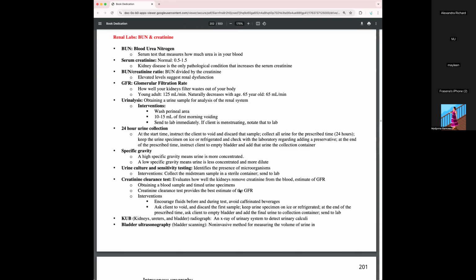Then you have creatinine. A normal creatinine is 0.5 to 1.5. It is important to know that BUN and creatinine are the most common labs used to assess kidney function. So when you want to quickly see how the kidneys are doing, usually the healthcare provider will order a BUN and creatinine. I want you to know that creatinine is more sensitive to kidney function. So the most reliable indicator for kidney function in terms of a lab level is creatinine, serum creatinine.